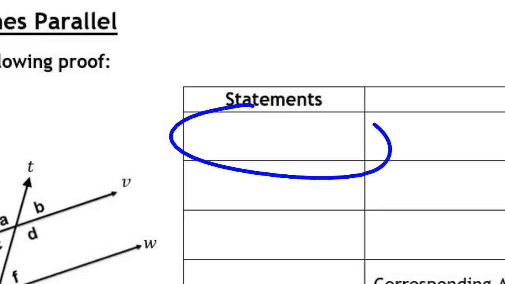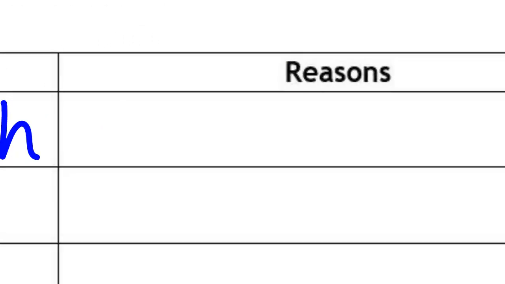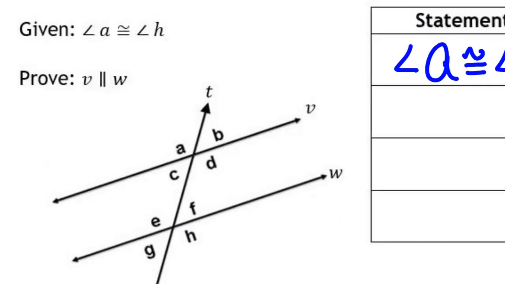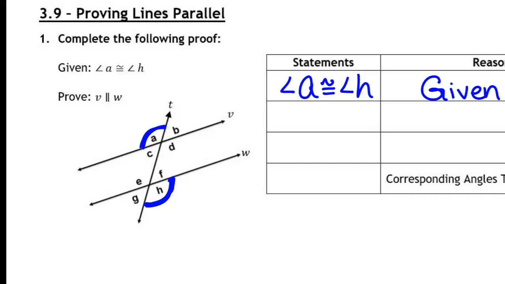What should my first statement be here? What was my given information? Angle A is congruent to angle H. And why am I allowed to say that? What's the reason? Given. All right, so I'm going to mark that on my picture. Angle A is congruent to angle H, this one down here. We're trying to prove that line V and line W are parallel.